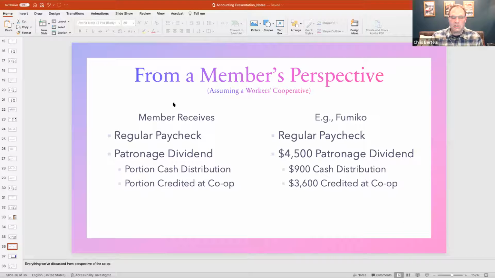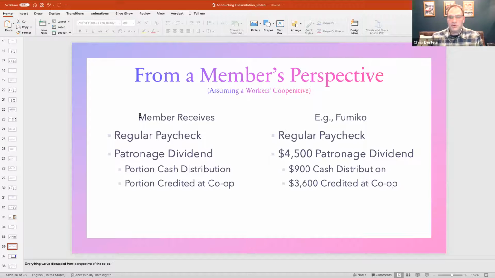Most of the things that we have talked about are really looking at it at the co-op level. What's going to happen to the co-op? Most of it hasn't really considered the individual member and how these things are going to impact them individually. This is looking at things more from a member's perspective.